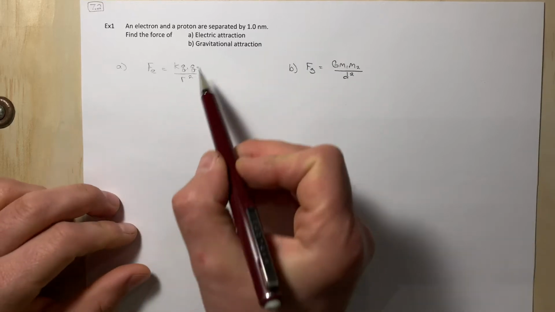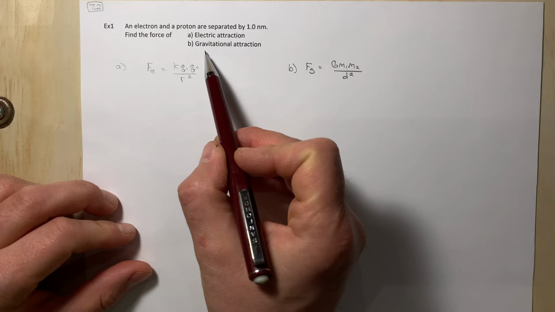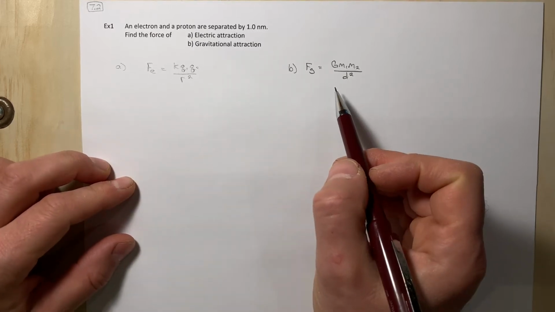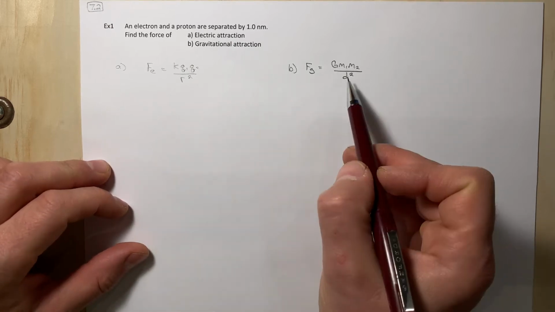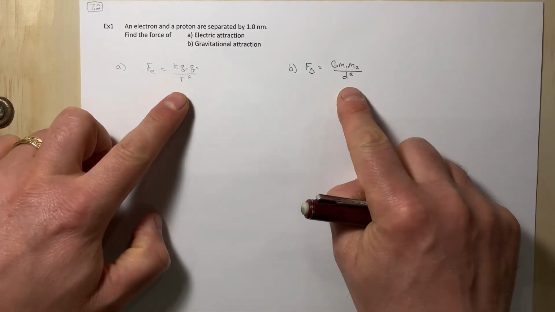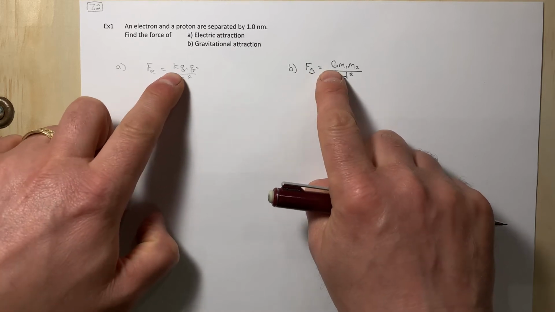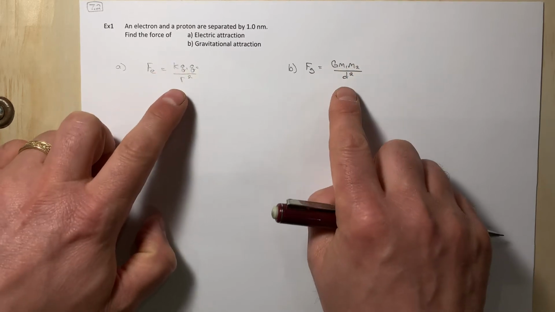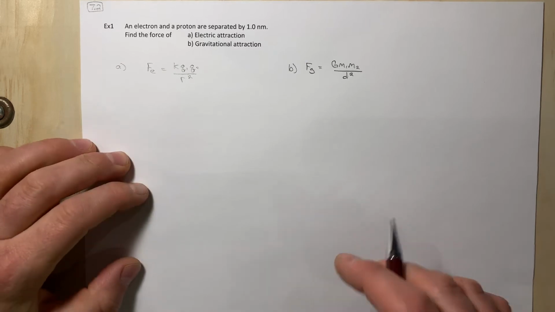This question is comparing Coulomb's law, the force of electric attraction, with the Universal Law of Gravitation. If you've read through this section or the note, there's a bit of a comparison between these two. These two equations look quite similar. They're both force, they both have a constant G or k, they both have two quantities that are multiplied together, and they're both divided by a distance squared.